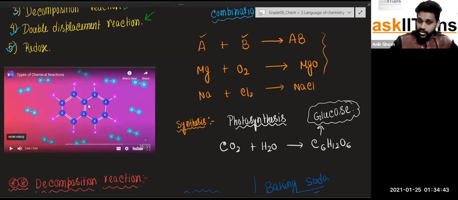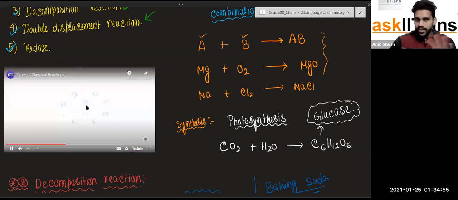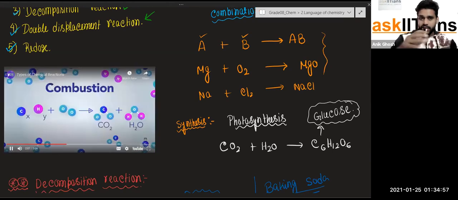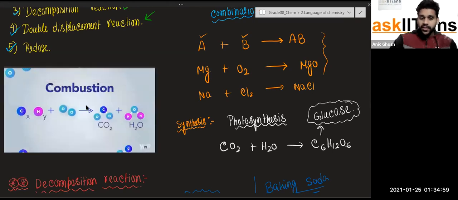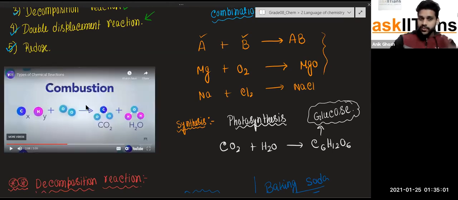Okay, now they are trying to discuss a combustion reaction. So I think you know about a combustion reaction. When something reacts with oxygen and gives you an immense amount of heat and light, that is called a combustion reaction. Still, we will just discuss it. So you can see when a combustion reaction occurs, they just get attached with oxygen, and apart from that, heat and light.